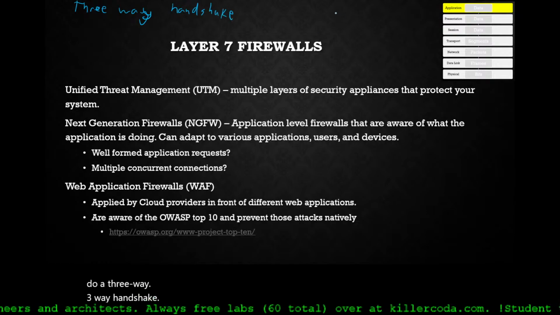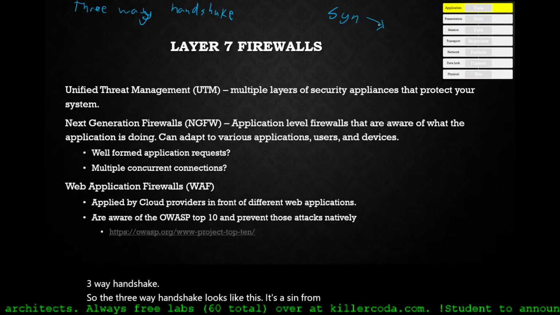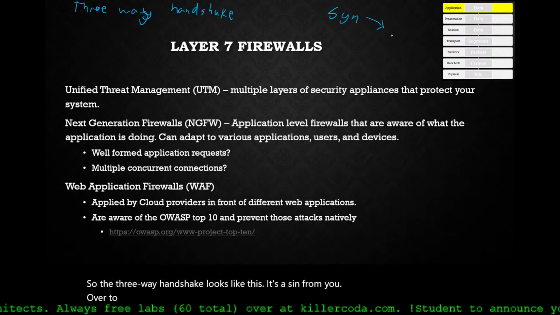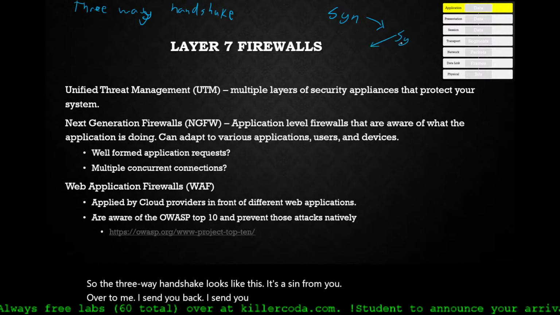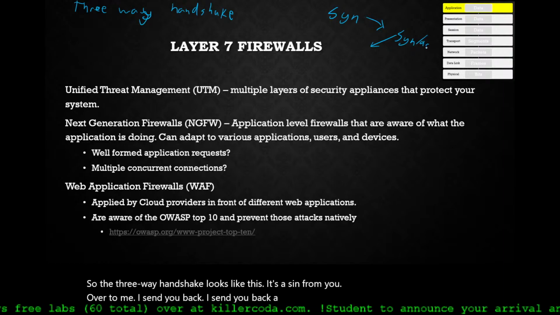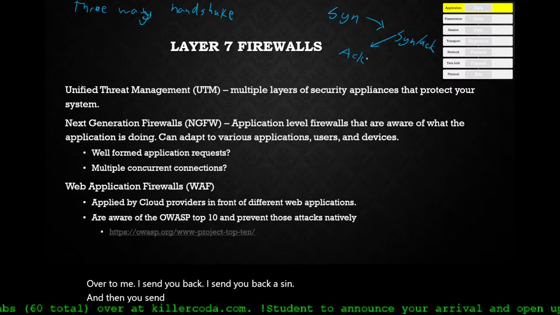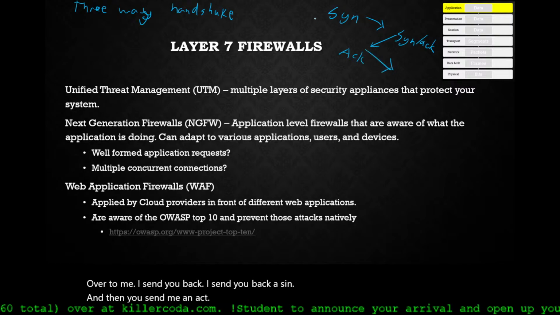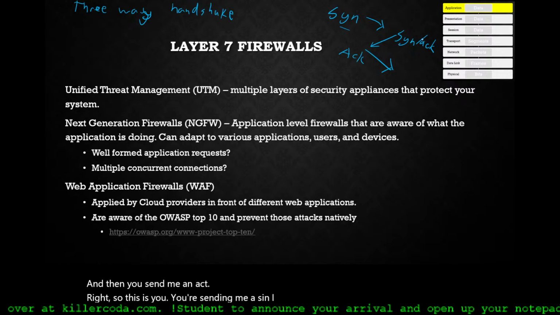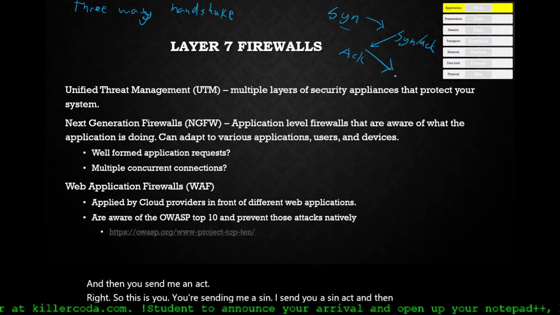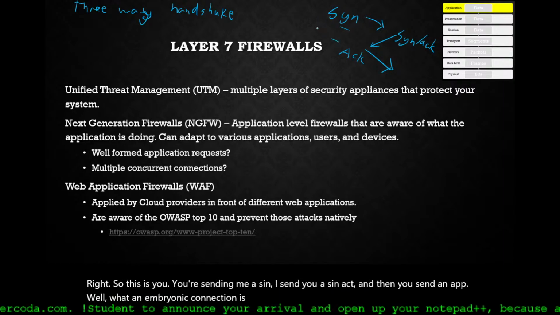So the three-way handshake looks like this. It's a SYN from you over to me. I send you back a SYN ACK, and then you send me an ACK. Right? So this is you. You're sending me a SYN. I send you a SYN ACK, and then you send an ACK. An embryonic connection is when the first two of these have been done.